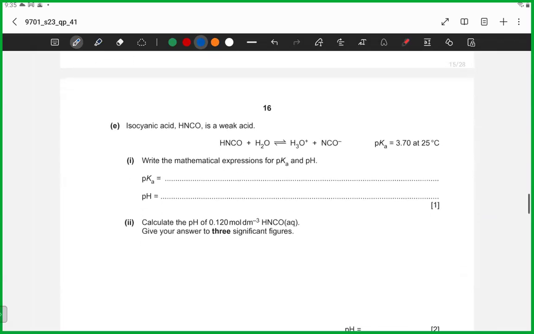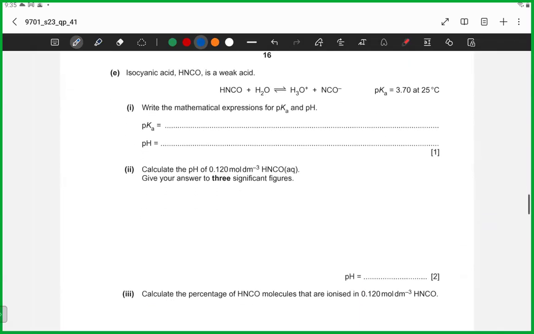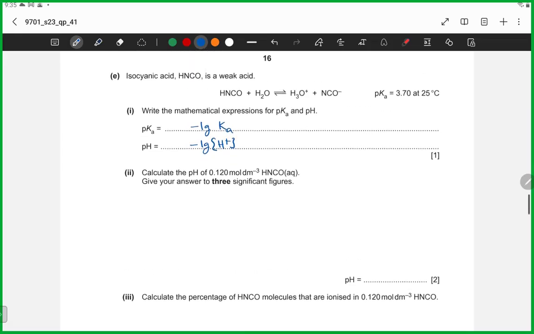As a next one, it's about weak acid pK. What's pK? P stands for negative log. What is pH? P stands for negative log of the concentration of H positive ions. Concentration, always put a square bracket around it. Now calculate the pH of HNCO. Now remember that HNCO, when it dissociates, it produces H plus 1 and NCO minus 1, right?